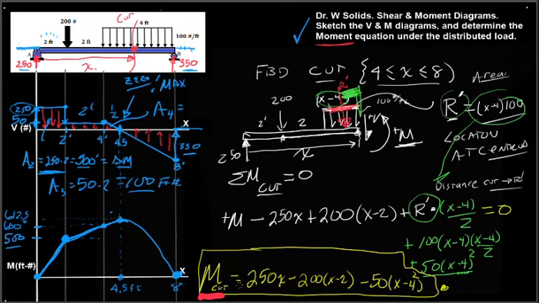Being able to find the moment at a specific location is very useful. If you're trying to determine the deflection of that beam, you need the moment in the region in order to start that computation. So sketches are useful, and also being able to take a moment at a specific location is very useful. Thanks for watching.